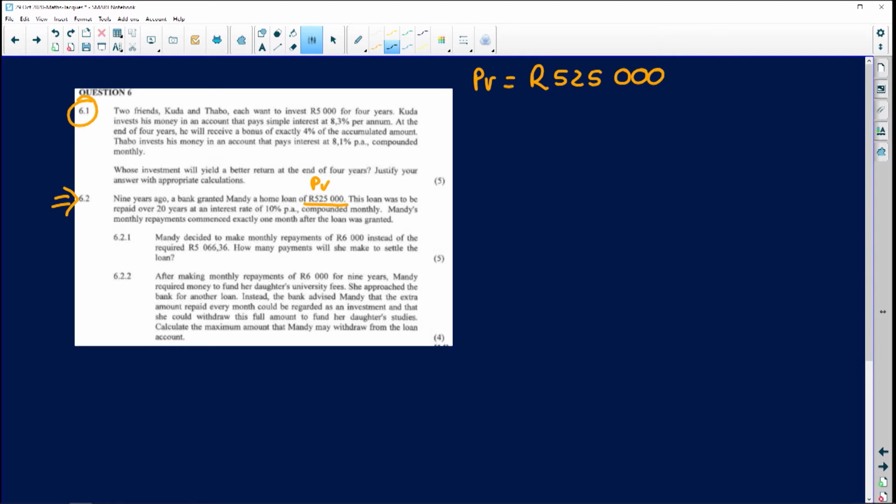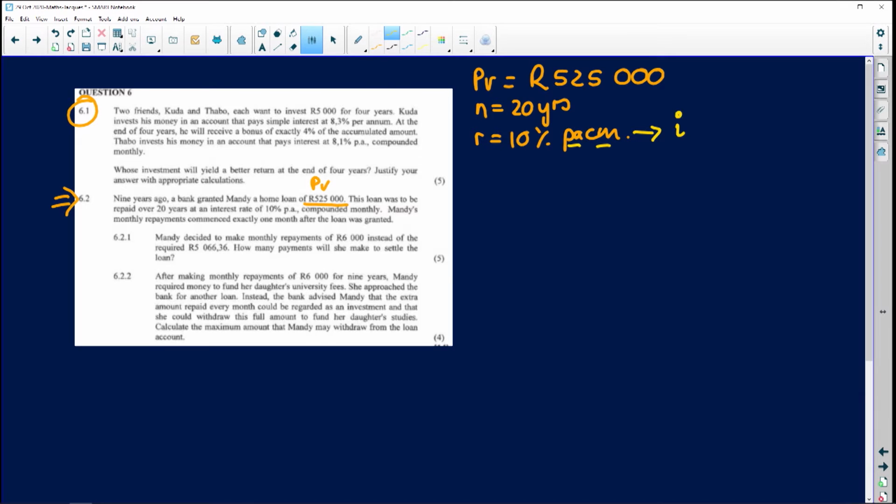They're much more expensive. This loan was to be repaid over a period of 20 years, at an interest rate of 10% per annum compounded monthly. Now, the first problem we have is with this. It's per annum compounded monthly. It's a nominal monthly rate.